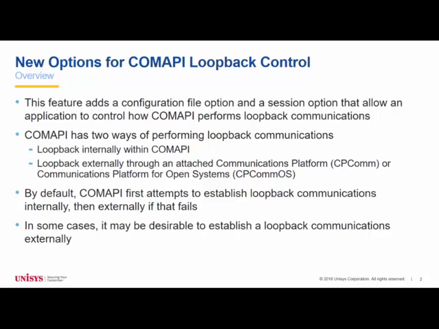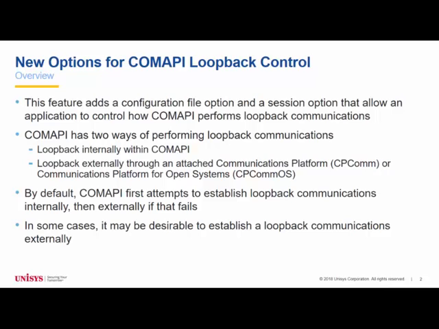The first way is internally within COMAPI. The second way is to loopback externally through an attached communications platform, referred to as CPCOM, or a communications platform for open systems, referred to as CPCOM OS. By default, COMAPI first attempts to establish loopback communications internally, and it only attempts to establish communications externally if the internal attempt fails.